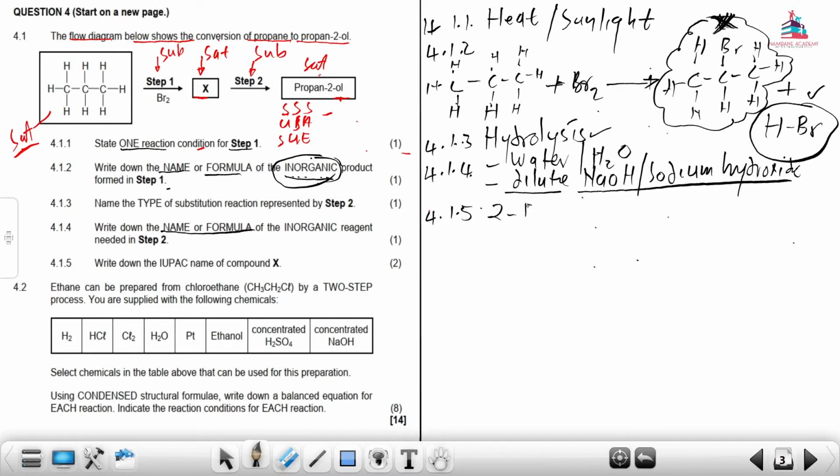It will be 2-bromopropane. One for this section and then one for that section is part marking. So you get your 2 marks. Very easy, because I have done now everything.